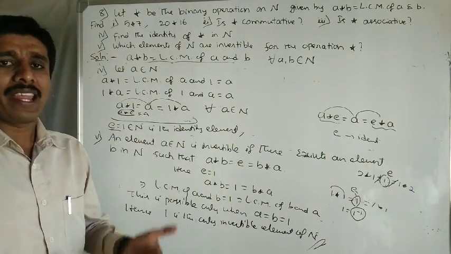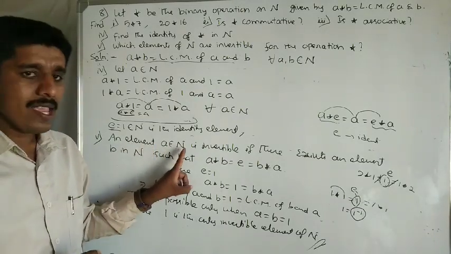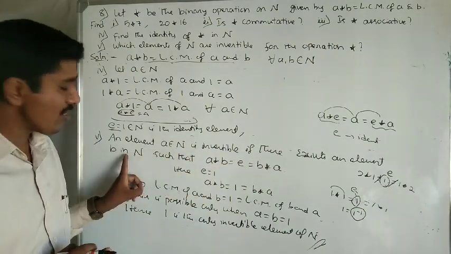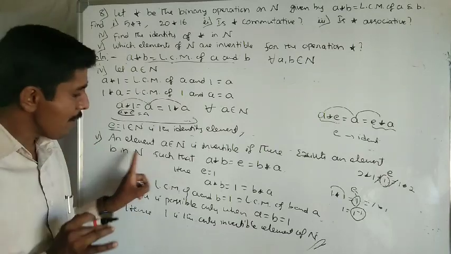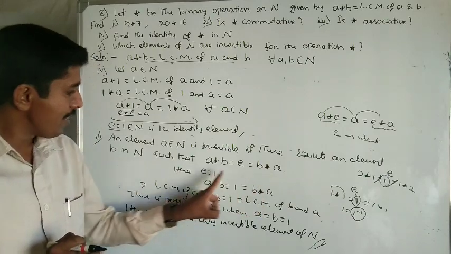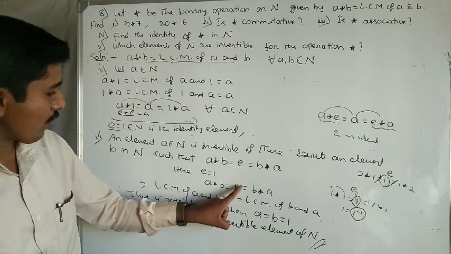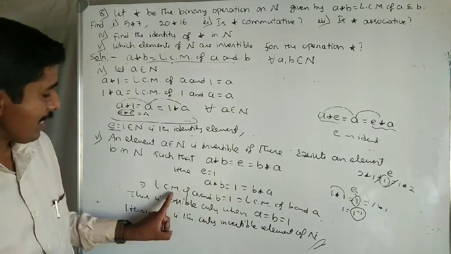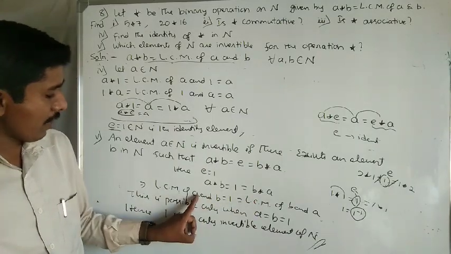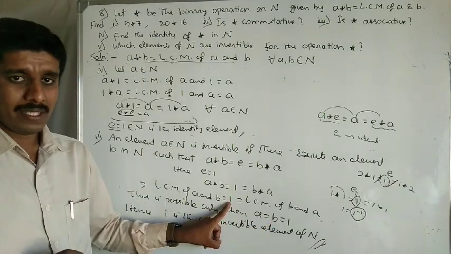Which elements of N are invertible? First write the definition of invertible. An element A belongs to N is invertible if there exists another element B in N such that A star B equals E, which equals B star A. Here the identity element is E equal to 1. Substitute: A star B equals 1, equals B star A. Here A star B means LCM of A and B, and B star A means LCM of B and A. For what values of A and B do we get 1? Only when A equals B equals 1 do we get 1. Are you following?